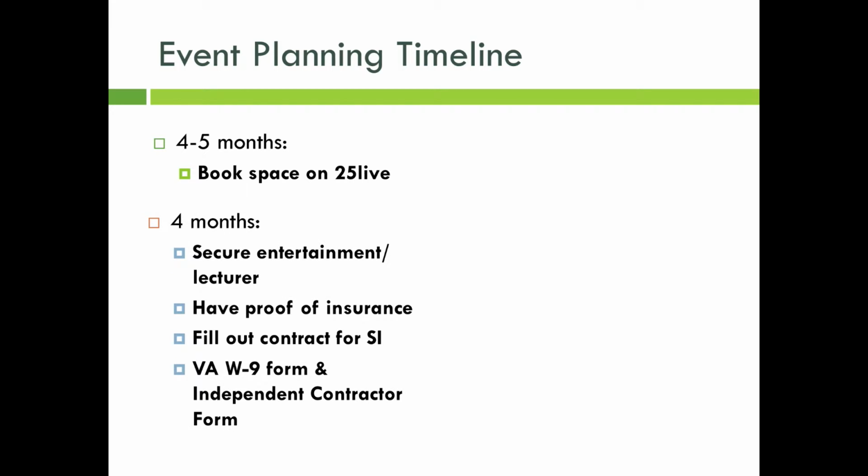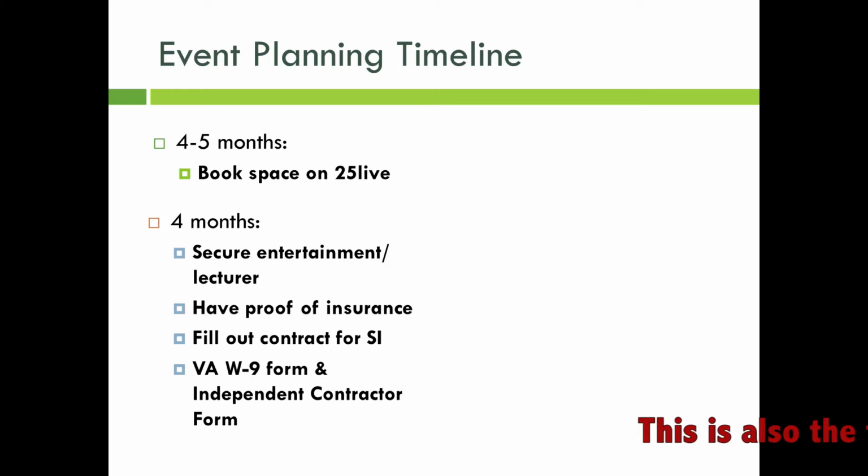Now we're going to go over the major steps of planning an event in a suggested timeline. A point to keep in mind is always be sure to apply for funding with a generous amount of time before your event. At 4 to 5 months before your event is when you want to book space on 25Live. 4 months before your event, decide on any entertainment or lecturers and discuss the insurance requirement to ensure that the person has the required coverage.